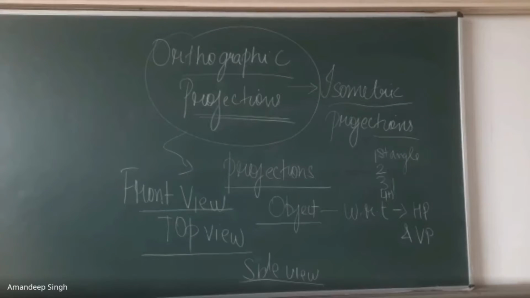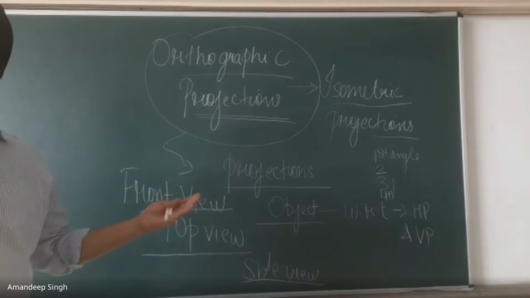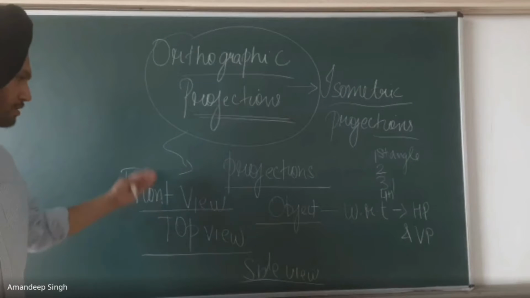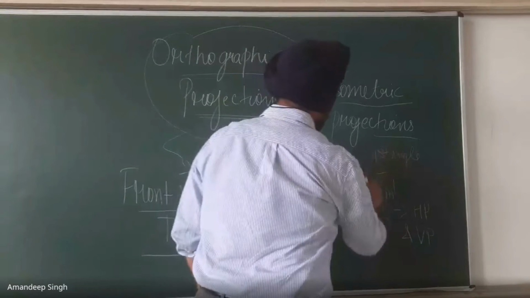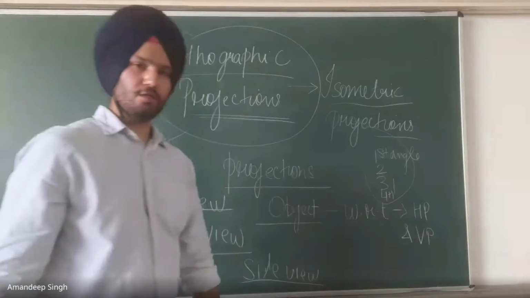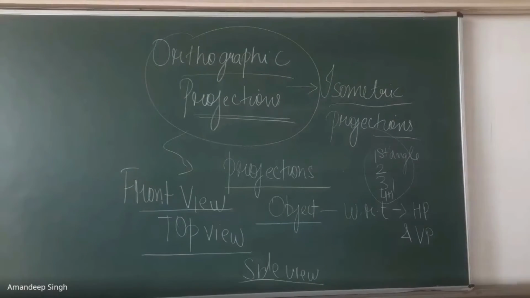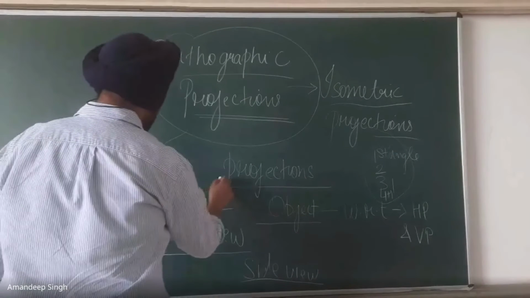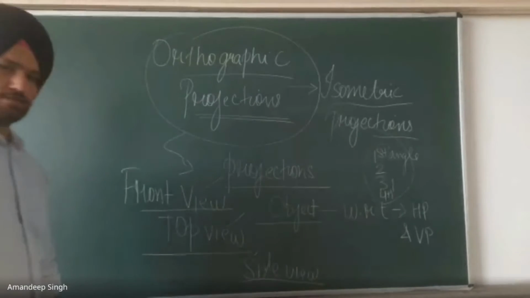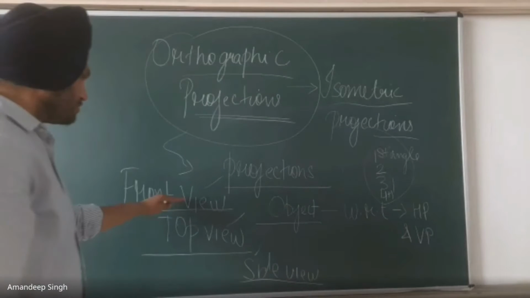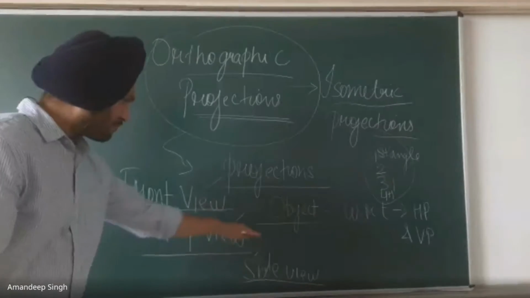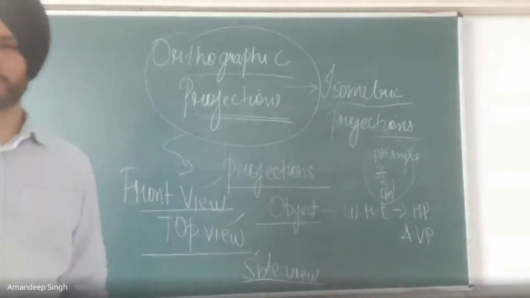Now you have an idea what we mean by orthographic projections. So you can simply state that in taking the projection for an object in any of the four positions, either first angle, third angle, second angle, fourth angle, when we get the views, these are called orthographic projections. So front view is an orthographic projection, top view is an orthographic projection, side view is an orthographic projection.